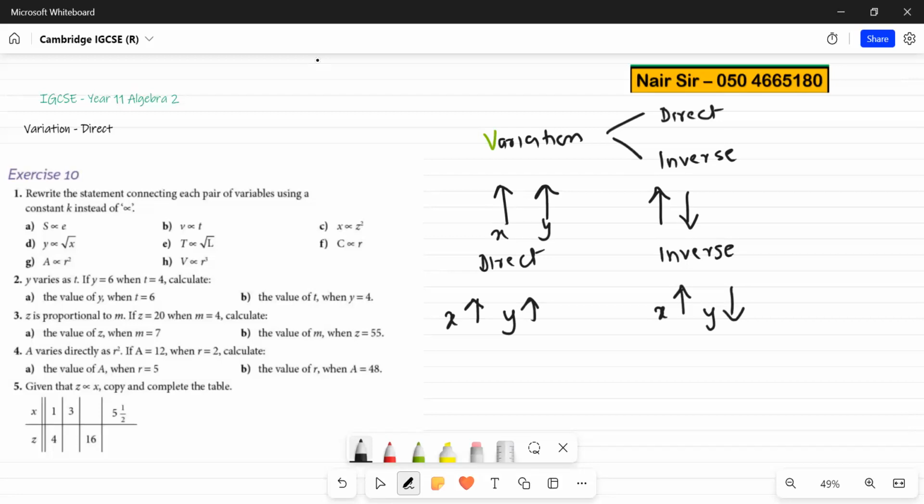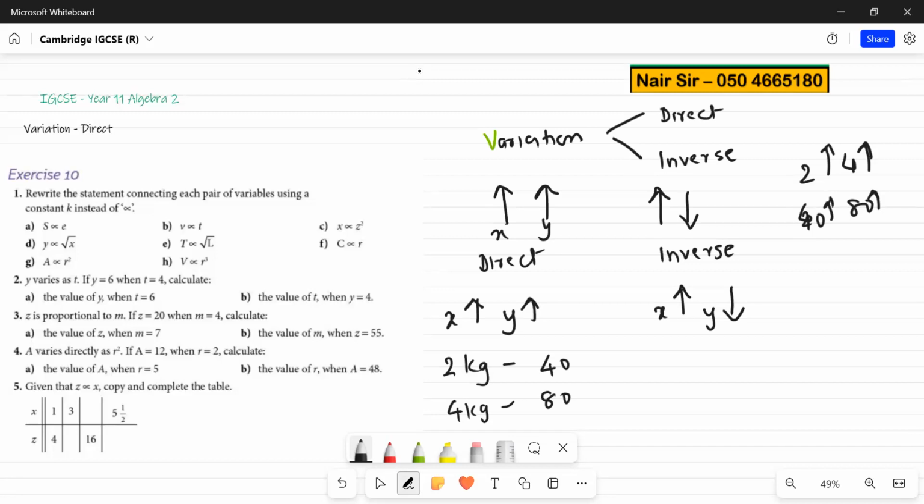If you want the best example of direct variation, let's say I'm buying 2 kgs of cake, and the 2 kgs of cake cost me 40 dirhams. If I want to buy a 4 kg cake, it will cost me around 80. That means 2 is increasing and changing to 4, and 40 is going up to 80.